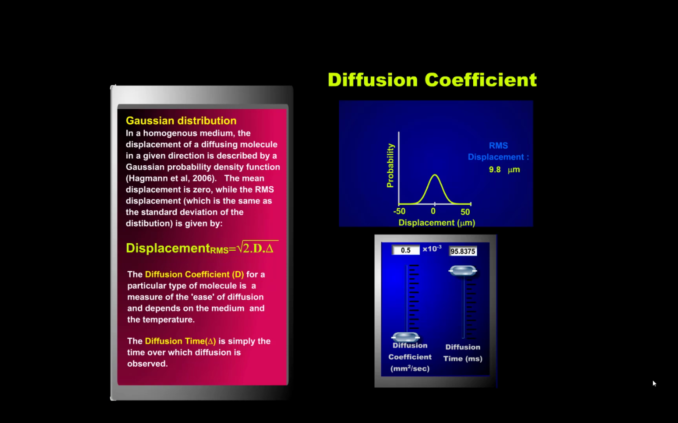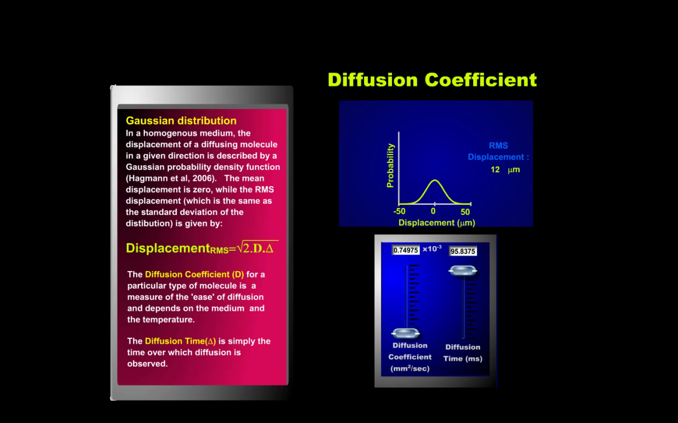The second factor that influences the diffusion is the diffusion coefficient. So this is a measure of how much diffusion you expect to see in a given tissue or material. So as the diffusion coefficient goes up, the amount of diffusion increases. So in other words, you would expect the root mean square displacement to go up. You would expect molecules to diffuse further in a given time period.